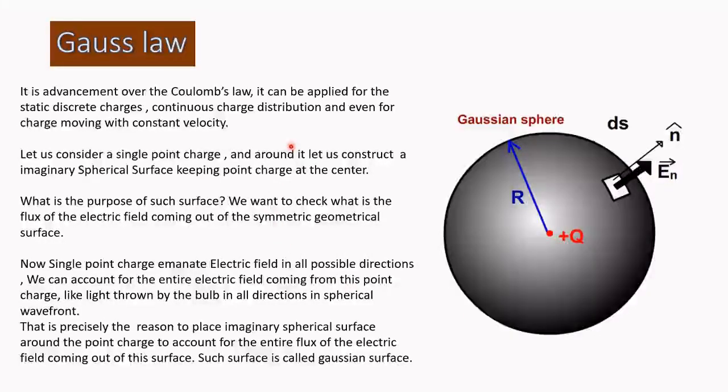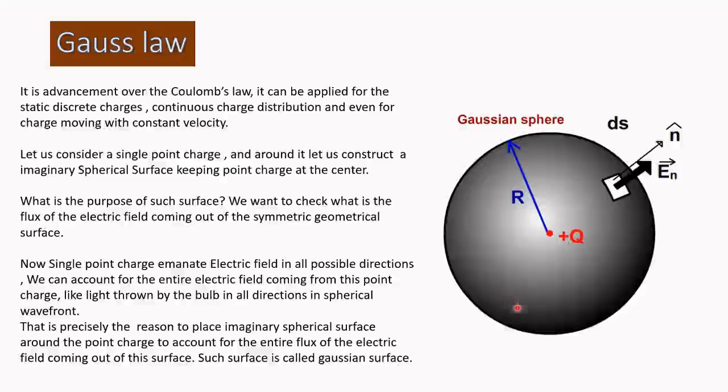Now here we are considering Gauss law as the advancement over Coulomb's law. It can be applied for static discrete charges or continuous charge distribution and even for the charge moving with constant velocity. Okay, so let us consider a single point charge here, and around it let us construct an imaginary spherical surface, keeping this point charge at the center.